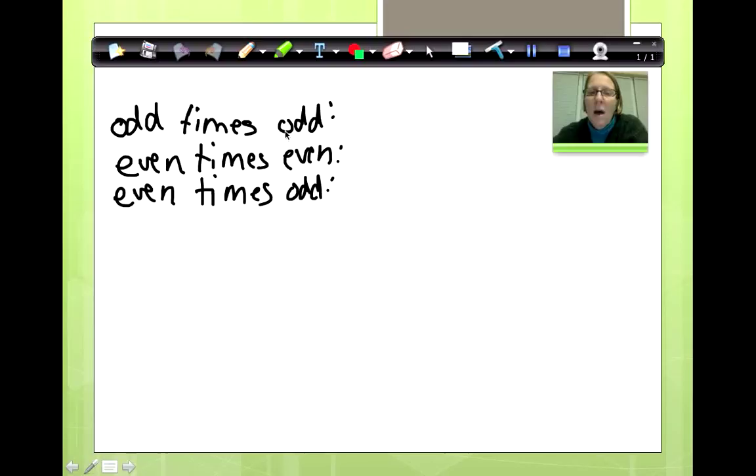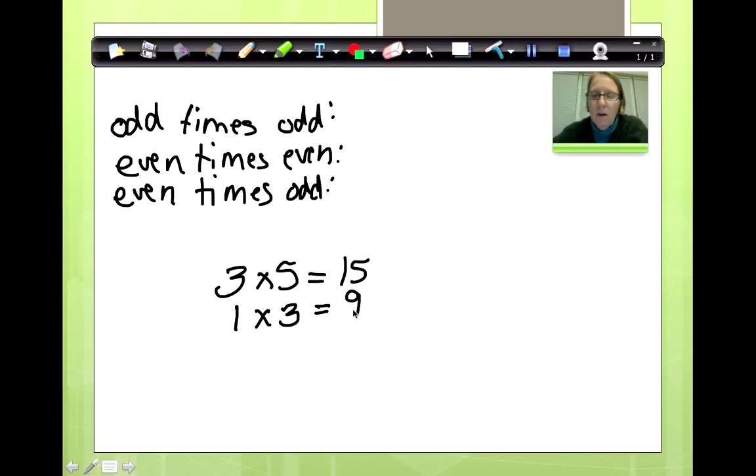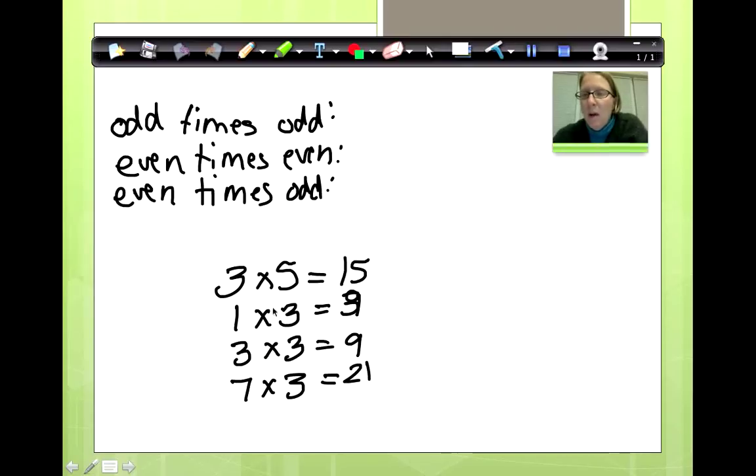So odd times odd. So we can only do odd numbers. So let's say 3 times 5. What is that? It's 15. Okay, what about 3 times 3? They're both odd. That would be 9. What about 7 times 3? These are all odd numbers. Odd, odd, odd, odd. If you have two odd factors, what do you get? You always get an odd product. Alright. So if you have an odd times an odd, you get an odd product.